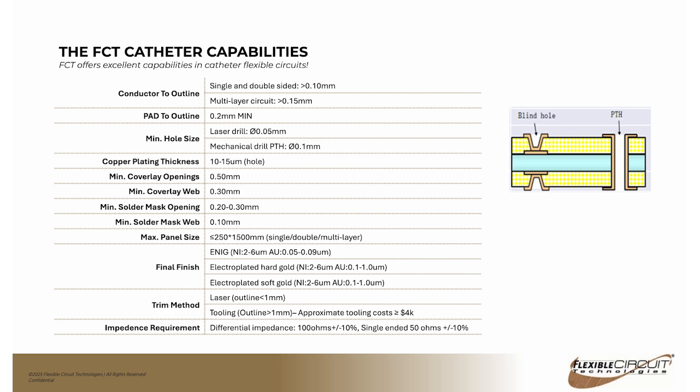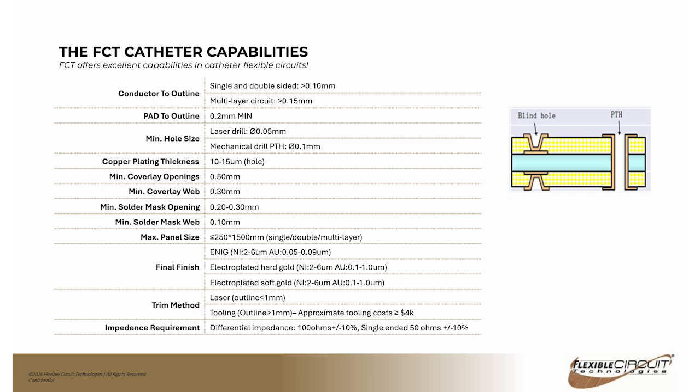And then when we look at conductors to outline, this is kind of your border requirement. We like to see more than 0.1 millimeter on a single and double-sided, and then up to 0.15 for a multi-layer circuit. The image on the right kind of shows, we can do plated through holes with these or blind or buried vias with a laser. So we have different ways we can put in the plated through holes or blind and buried vias, either with a laser down to 0.05 millimeters or mechanically drilled at 0.1 millimeters.